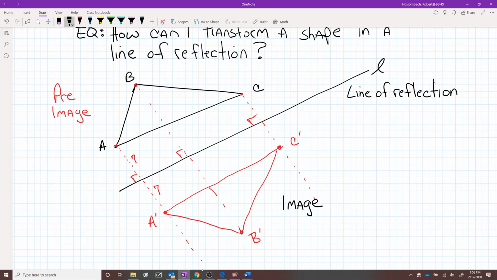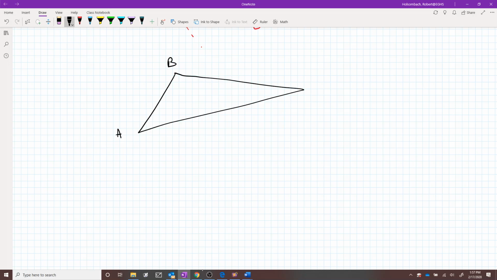Everybody all right with that? Now I'm going to do another one. You can just watch if you want. If your shape was maybe here and your line of reflection went through the shape. This is our line of reflection. Same process, right? Corresponding vertices cross the line of reflection, and when they cross it, they want to be the same distance away on the other side.